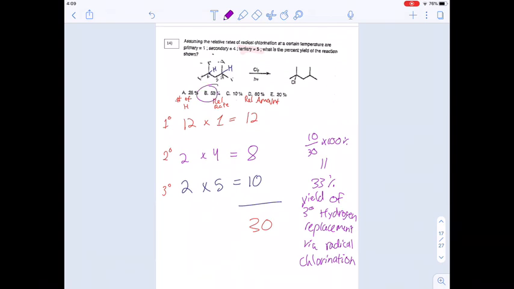So let's go ahead and look at our answer choices now. We see that B actually is 33%, so the correct answer for 14 is going to be B. If you guys had trouble with this, you can either reach out to me or check the radicals notes, because we did go over it pretty intensely over there.